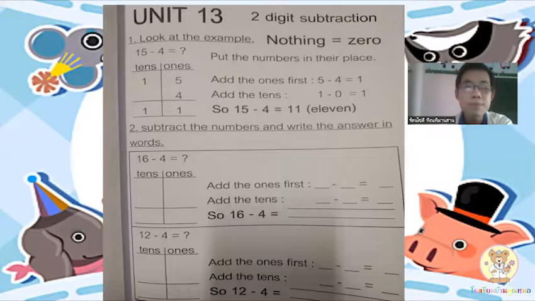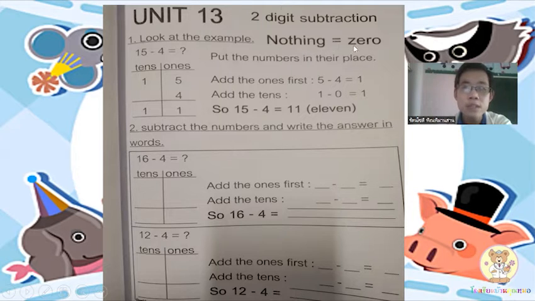Let's take a look at this presentation, Unit 13, two-digit subtraction. Number one, look at the example. 15 minus 4. Last time we have already studied about two-digit addition, right? But in the opposite way, in this lesson, you can see that the answer will be decreased because it concerns subtraction. I want all of you to take a look at this word first.